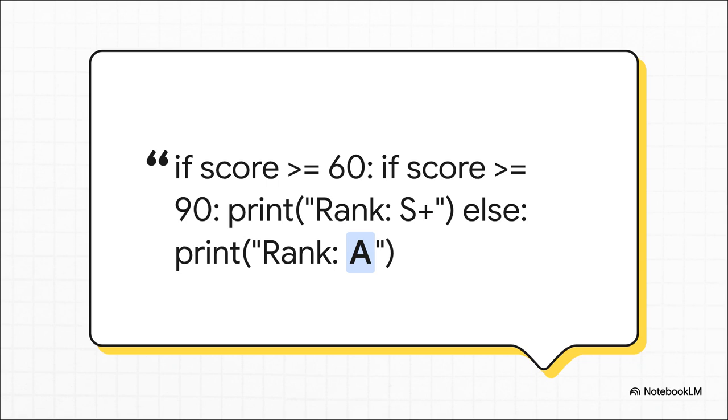If the answer is no, it's game over. You get an F. But if the answer is yes, that gate swings open and then we get to the inner check. The code inside asks, okay, great, but is it also 90 or higher? If it is, boom, S+ rank. If not, you still get a solid A. See how that works? The second question is never even asked unless the first one is passed.